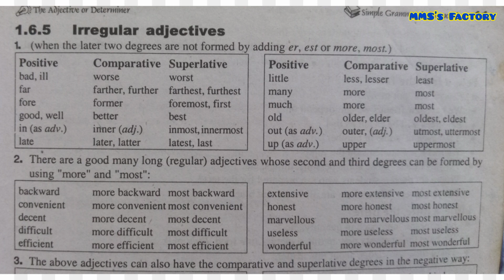Honest, more honest, most honest. Marvelous, more marvelous, most marvelous. Useless, more useless, most useless. Wonderful, more wonderful, most wonderful. The above adjectives can also have the comparative and superlative degrees in the negative way.